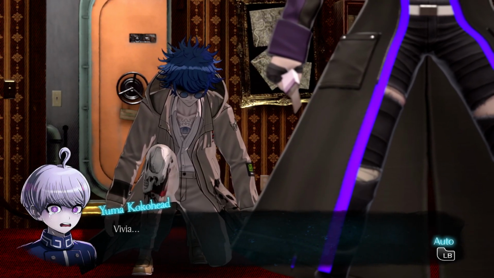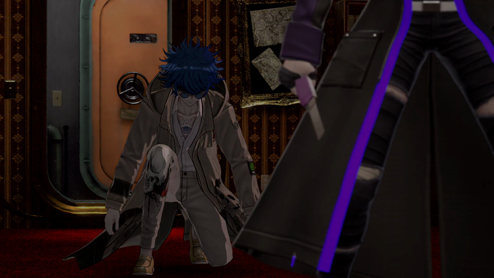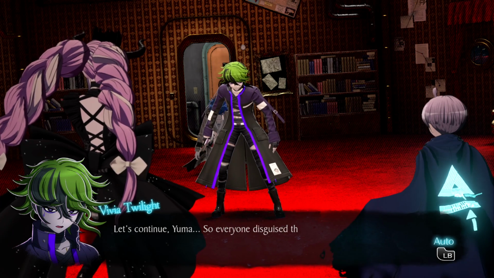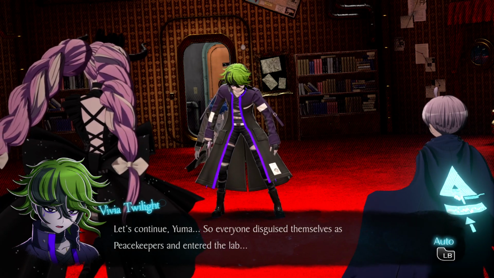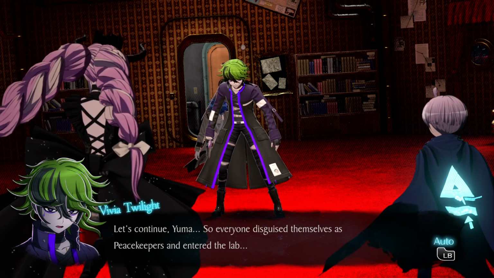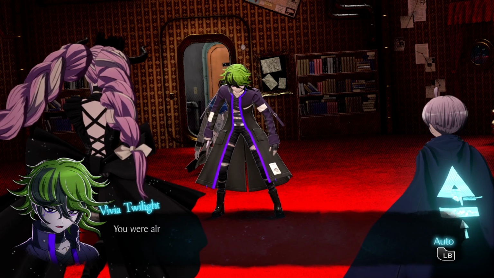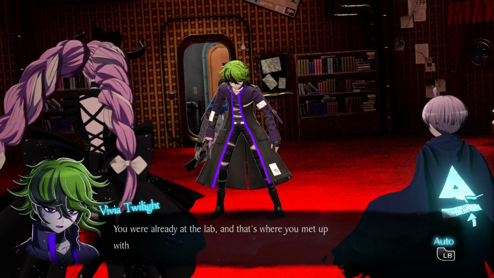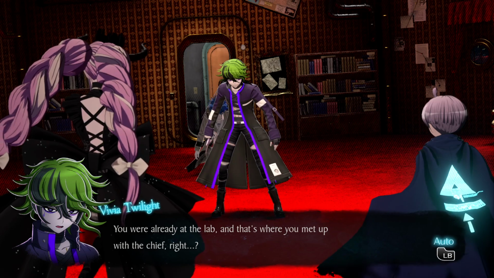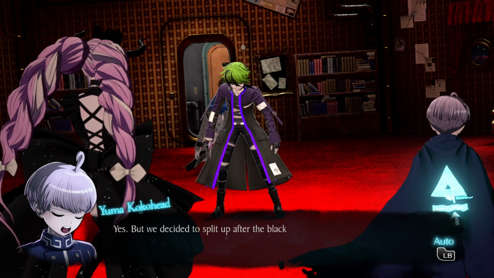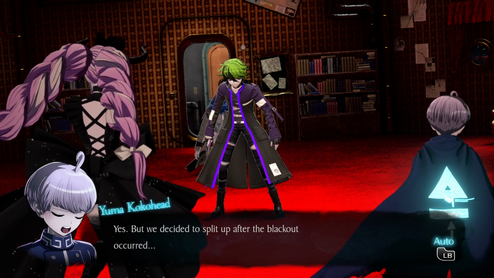Vivia. What did the chief do for Vivia to be so loyal to him? Let's continue, Yuma. So, everyone disguised themselves as peacekeepers and entered the lab. You were already at the lab, and that's where you met up with the chief, right? Mm-hmm. Yes, but we decided to split up after the blackout occurred.